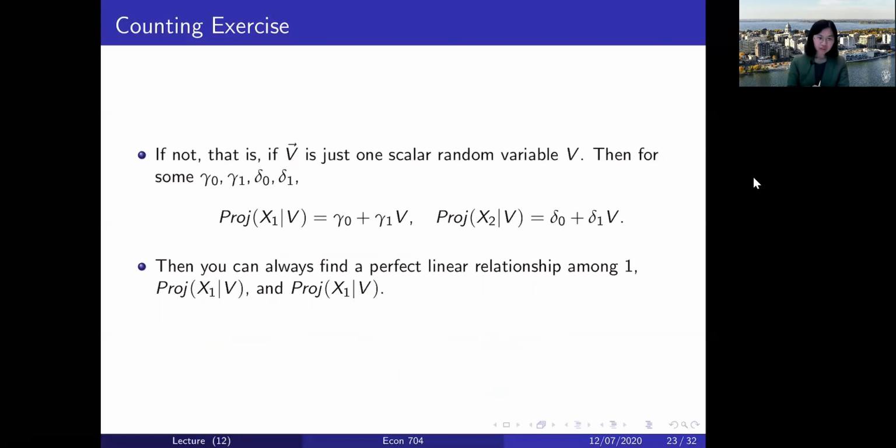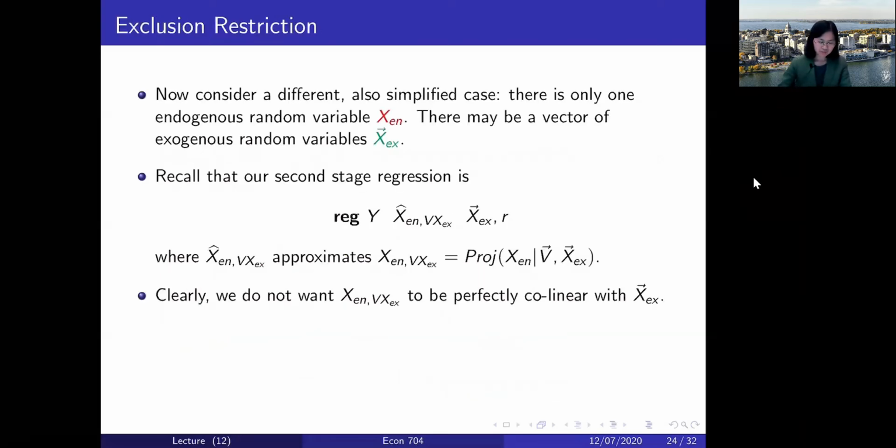Now, that's what I just explained. Now consider a different case. This is also a simplified case, not the most general case, but it's a different special case. In this case, consider that we only have one endogenous variable, but there may be a vector of exogenous variables. Let's see what the relationship is between the instruments and the exogenous variables. What relationship can V have with XEX?